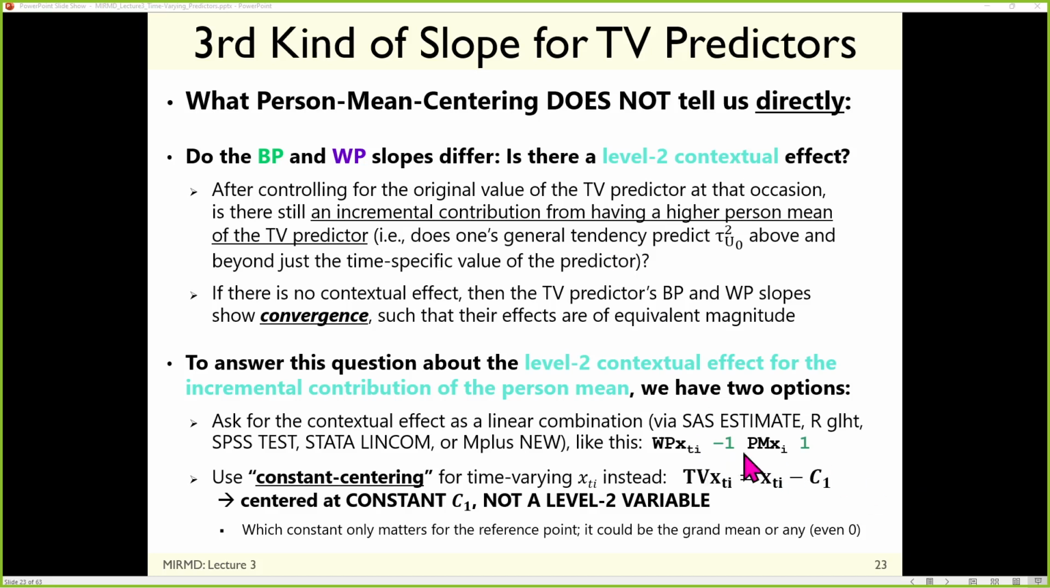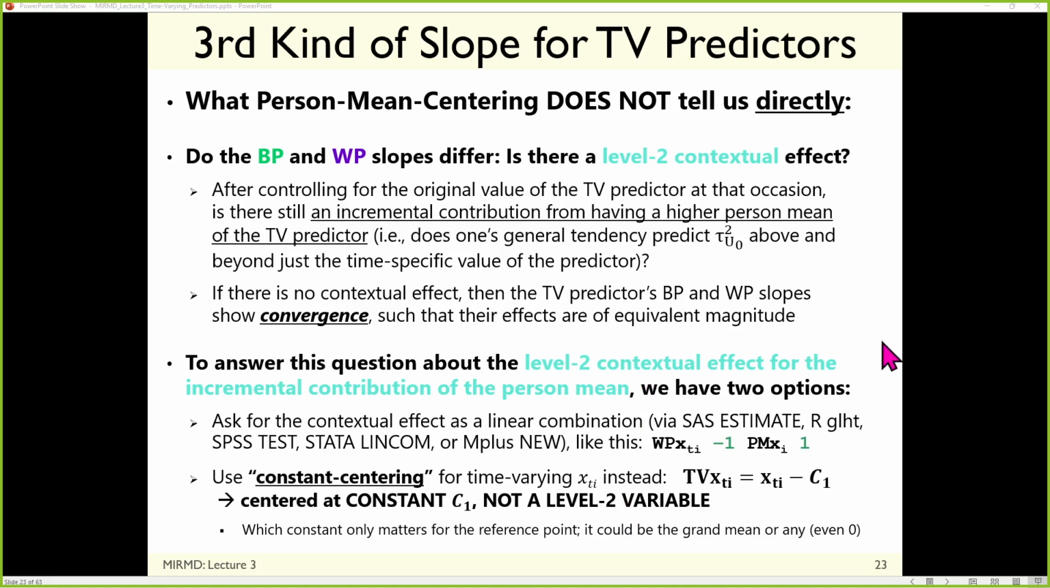So I would just ask for the difference. The contextual effect is how much different the between effect is from the within effect. So I can get that piece of information from the original model. Alternatively, I can change the way that I set up my level 1 predictor. And instead of doing variable centering, I can do what I would call constant centering, what the rest of the world might call grand mean centering. But the key idea is that rather than subtracting off person information, you just subtract off a number. So the number could be the grand mean, it could be 0, it could be anything you want. Doesn't matter for the context of what the slope means.